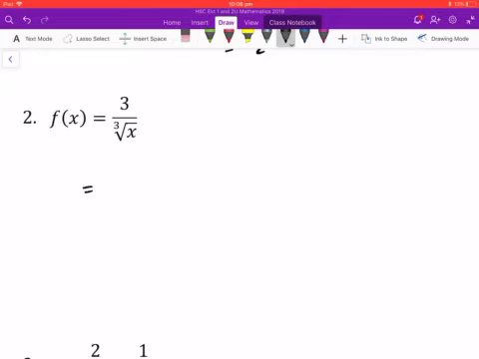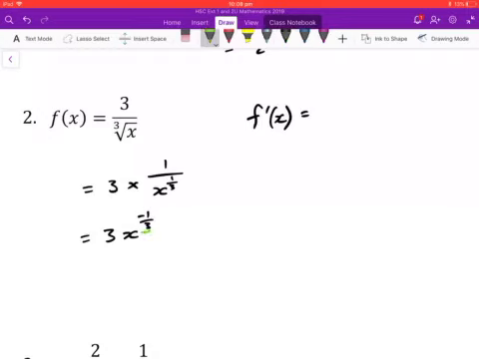All right, so now I'm going to rewrite that. It's going to be 3 times 1 over, well, that's x to the third, which is equal to 3x to the negative third. Now we're going to have to be good with our negatives and our fractions. So let's try differentiating. f'(x) is equal to, the negative 1/3 comes out the front.